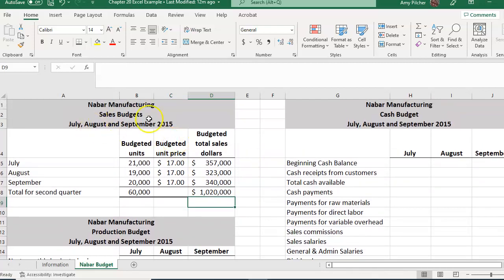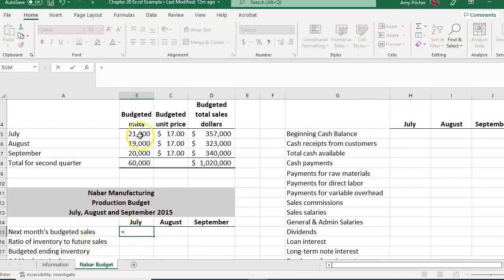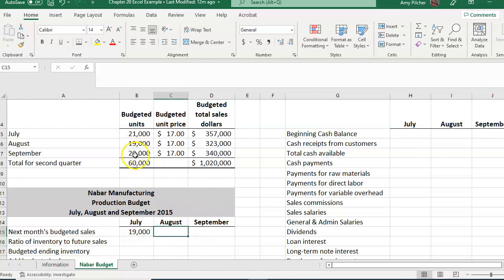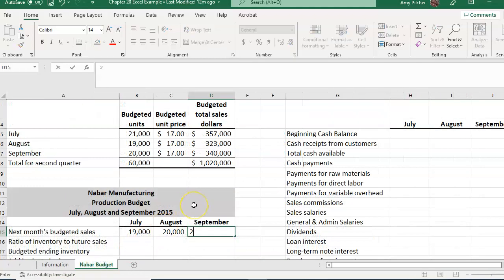Once we have the sales budget done, we can go to the production budget. So we start the production budget with next month's sales. So in July, we want our sales from August. And in August, we want the sales from September. And then for September, we need October's information. So it says 24,000 for October.